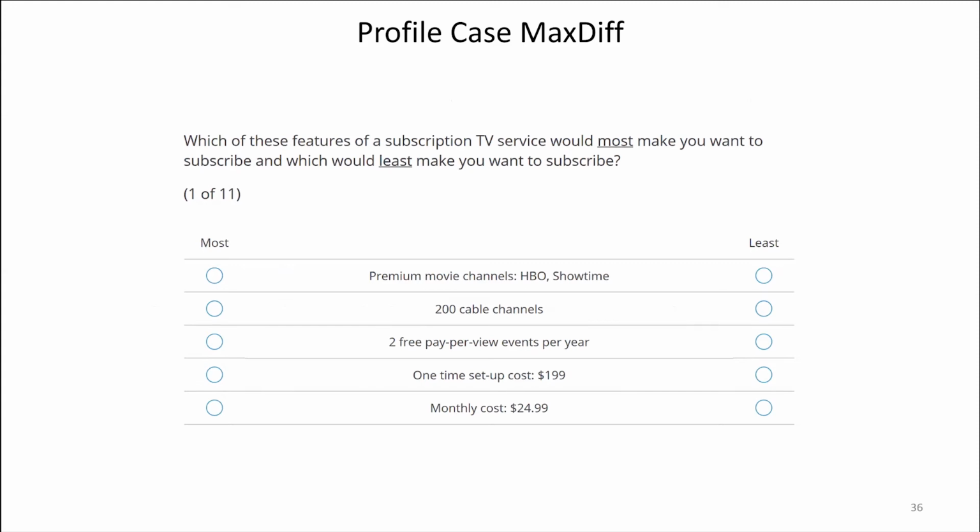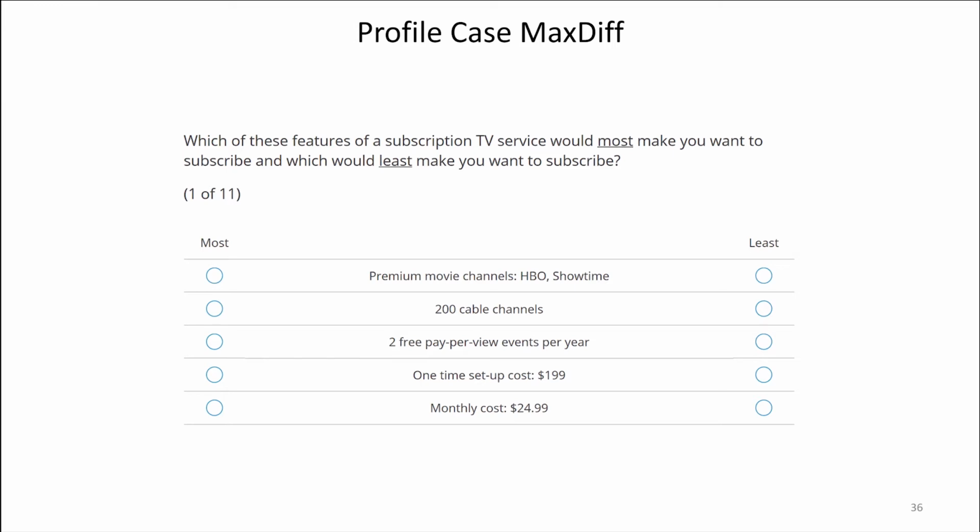Which of these features of a subscription TV service would most make you want to subscribe, and which one would least make you want to subscribe? And you can imagine that we've got a conjoint-like design here where we have an attributes and levels structure. So we've got one attribute that's which premium channels are available, and another one about how many basic cable channels are available, and a third attribute about how many free pay-per-view events someone can get each year. A one-time setup cost attribute that might be $99, $199, $250, and then a monthly cost attribute that might have 4 or 5 levels. And in any one of the questions, it's going to look sort of like a conjoint profile, right?